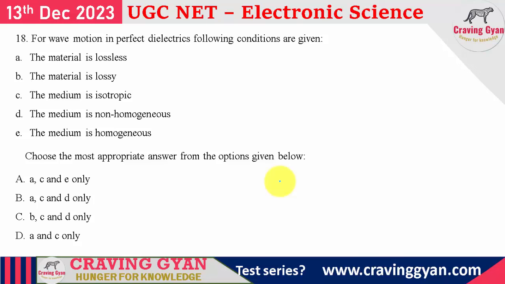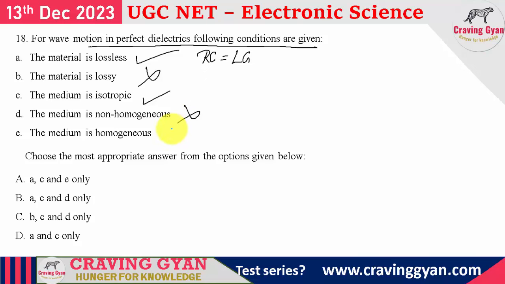In the 18th question, what they have specified is, for a wave motion in a perfect dielectric, the following conditions are given. The material is lossless. Yes, the material should be lossless. Condition is what? RC equals LG. Distortionless, right? Next, the material is lossy. No. The medium is isotropic. Yes. The medium is non-homogeneous. It is wrong. When it is non-homogeneous, definitely it should be a homogeneous one. So A, C, E should follow, nothing but the first option is going to follow.